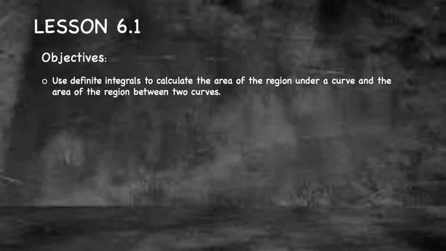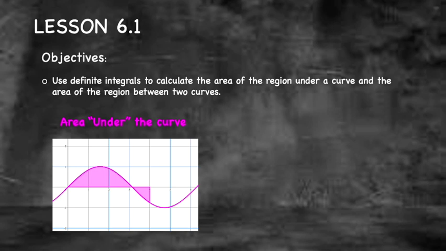In this lesson, we're going to learn how to find the area between two curves. In the previous lesson, we learned about finding the area under a curve, which means we're looking for the space between the curve or the function and the x-axis over a specific interval. So this is what we were talking about last lesson. That pink shaded area is between the function and the x-axis over a certain interval.